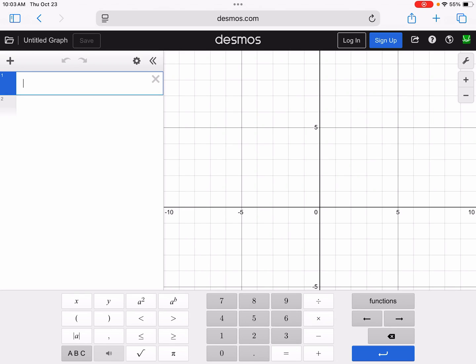In this section, we are using the transformation of a function. So we start from a basic function and we transform that basic function to get a graph of a different function. Okay, so let's take a function. Let's say our function is y equals x square.